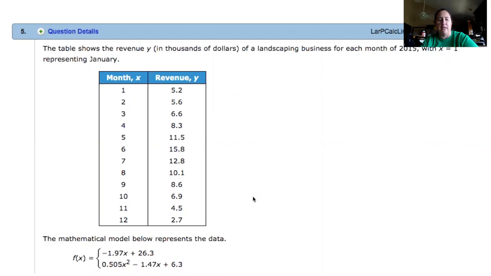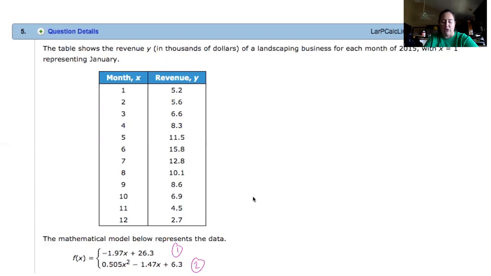So what I want to do today is show a couple of examples that some people have asked questions on. One of them is question number 5, which gives a piecewise function and a table. In this problem, what you need to do is determine which function, we'll call this function 1, with the negative 1.97x plus 26.3. So function 1, and we'll call this bottom one function 2. So what we have to determine is what function is being used to determine our y values for our revenue.